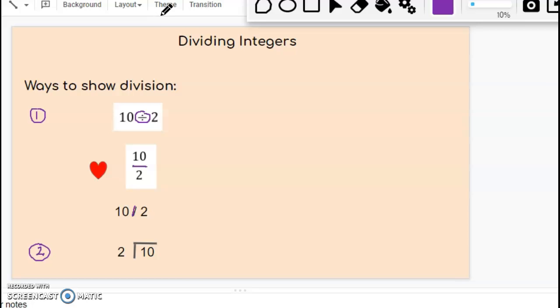So in algebra, you will not see the line with the two dots. You will always see a fraction. So that's why I put a heart there. When you see 10 over 2, it really means 10, and then the bar means divided by, and then 2, which we know is 5. If you were to turn this into a long division problem with the house, the top number, or the numerator, is always the number that goes inside, or the dividend, and the denominator is always the divisor.